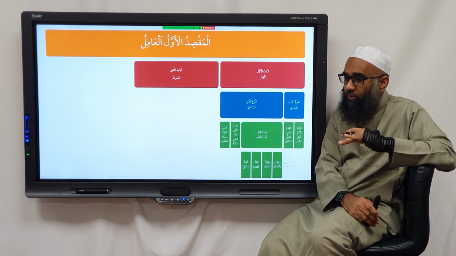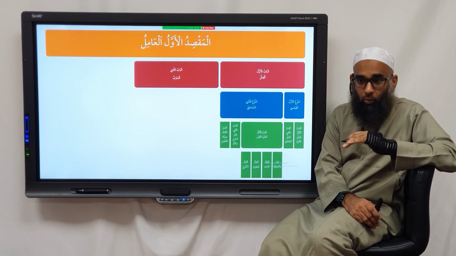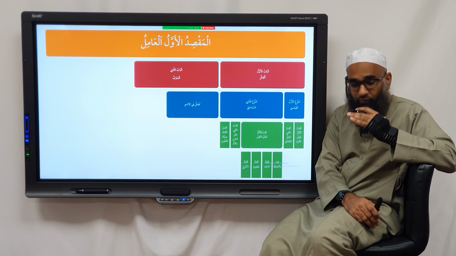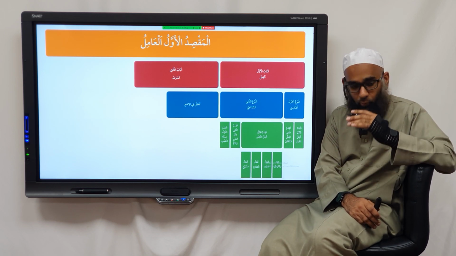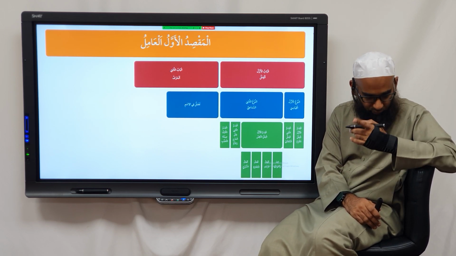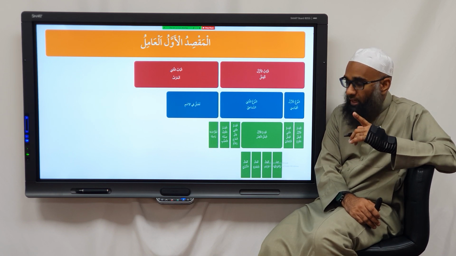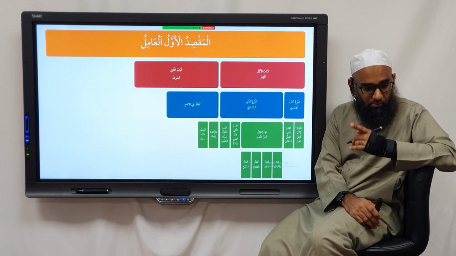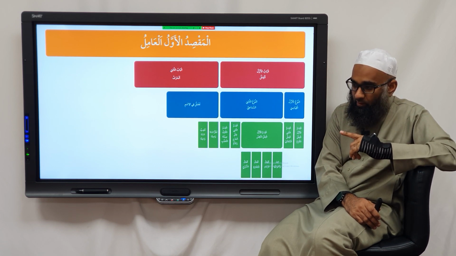Then we have harf al-amil. So the harf al-amil will either govern what? It will either govern ism or it will govern fa'il. Those that govern ism are either going to give one noun jar, which is harfun jar. It will give one noun a nasab, which is illa. It will make the ism mansub and the khabar marfu, which is kana.